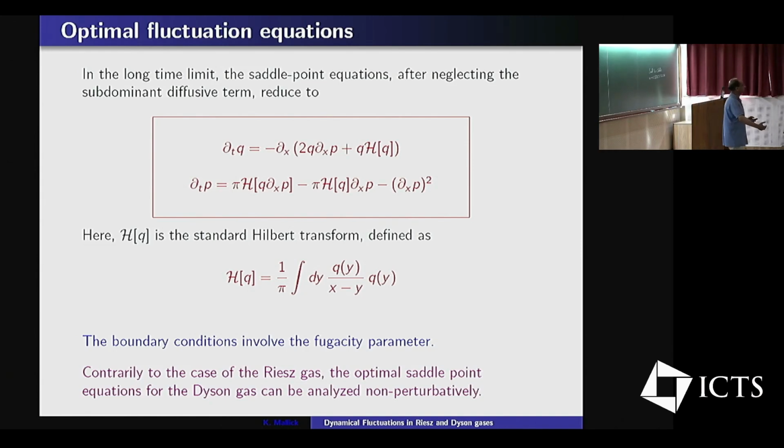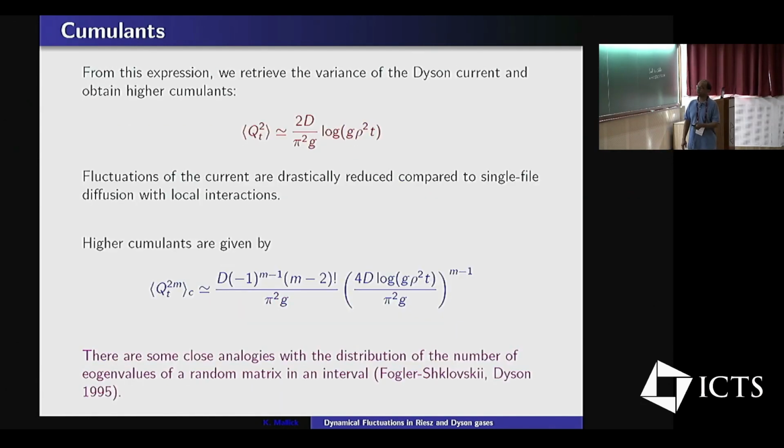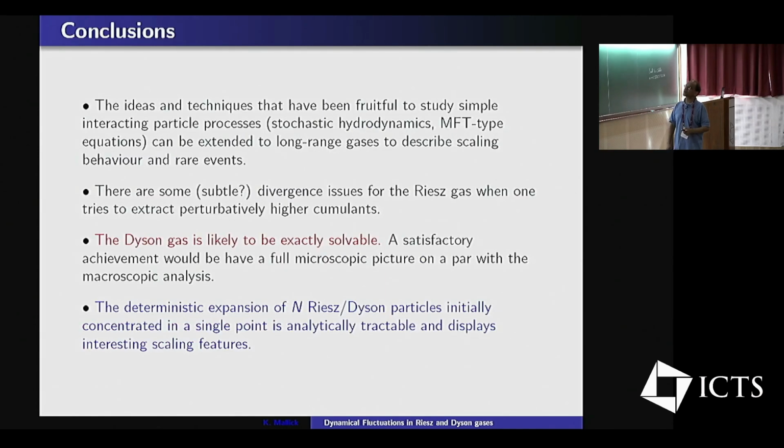We don't need to do perturbation calculation. There's so much knowledge and so much hidden integrability in this model. By the way, this model is not doing too bad with time. I'm finishing. So just one of the messages is that many techniques were developed for simple interacting particle processes, like the exclusion process, KMP model, these Markovian stochastic models, but they can be extended to long-range gases, and they can be used to compute fluctuations, dynamical fluctuations in these long-range gases.